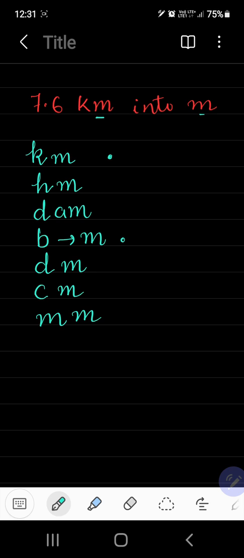So I will count my steps. अब बच्चे, we are converting bigger unit into smaller unit, so that means we will multiply. लेकिन multiply कौन सा नंबर करेंगे? That we will count my steps. So हेक्टोमीटर तक जाने के लिए 1 step I have traveled, डेकामीटर में जाने के लिए 2 step and 3rd step में I have reached my meter. So meter के लिए how many steps I have moved? I have moved 3 steps. So 3 steps का मतलब होता है I will multiply it by 3 zeros, means 1000.